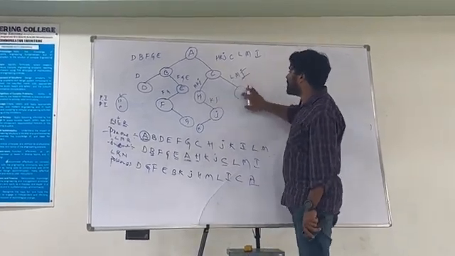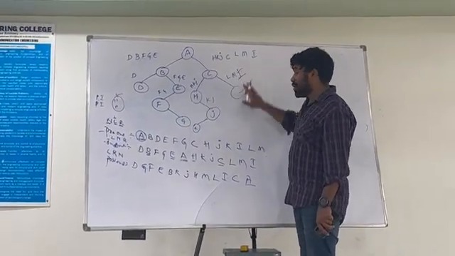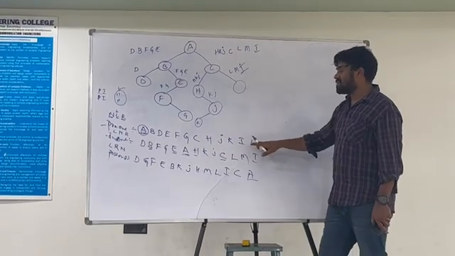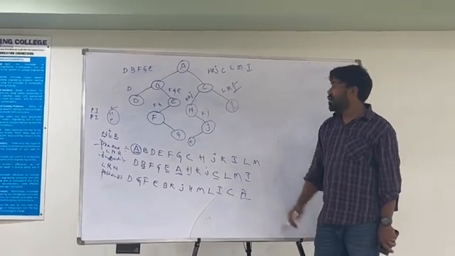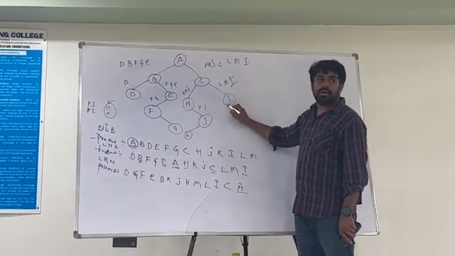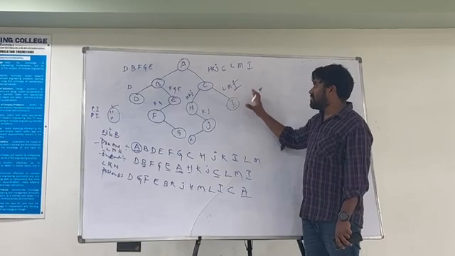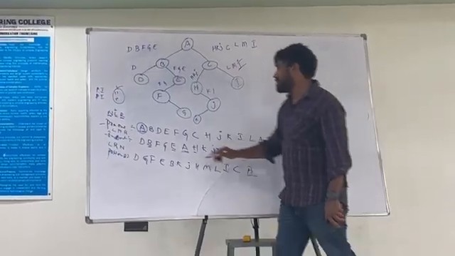Now I'll come to here. Who is coming here now? L, M, I. Who is appearing first? I is coming first. I'll write I here. Right? Who is next? L, M. To understand where this L and M is coming, what I'll do now? I'll search here in the in order.